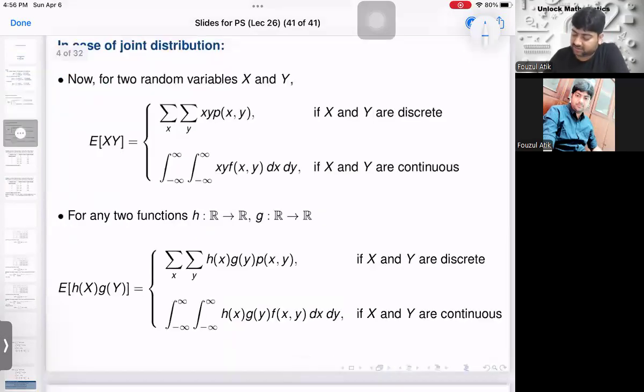We can also have that if h and g are two functions, then the same thing happens. In place of x and y you put h(x) and g(y), if X and Y are discrete, and the integral version if X and Y are continuous. The same thing we have discussed earlier. Now we can solve some examples.